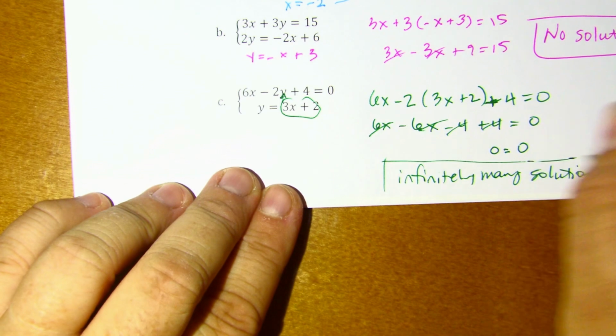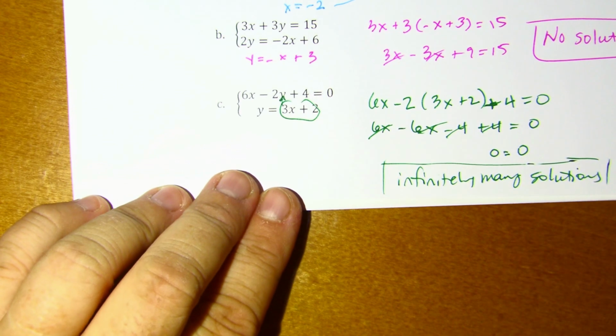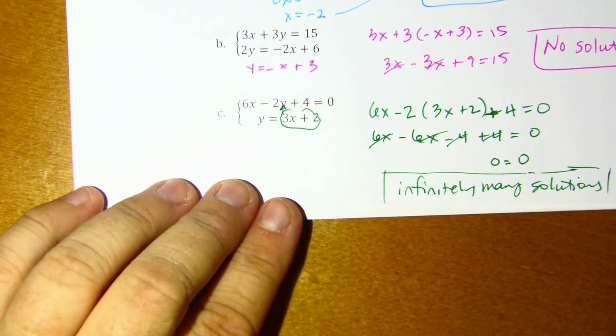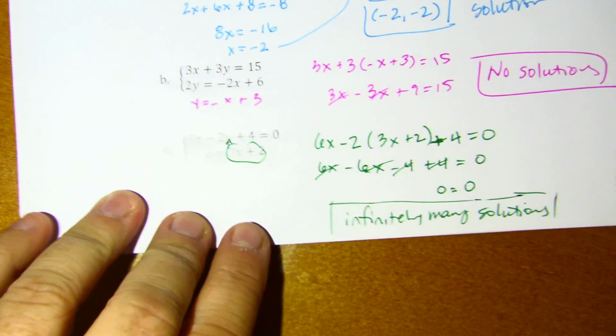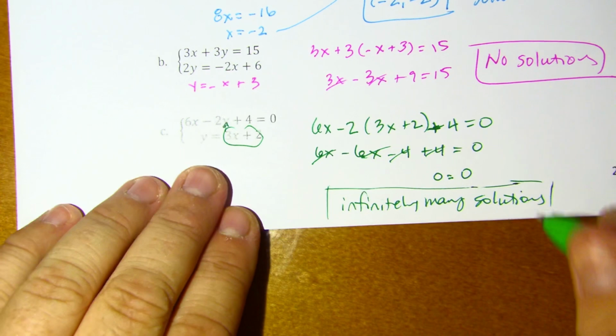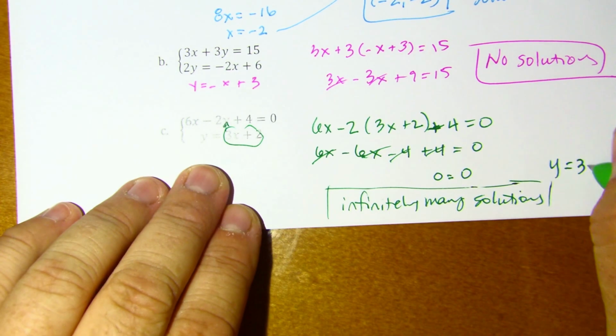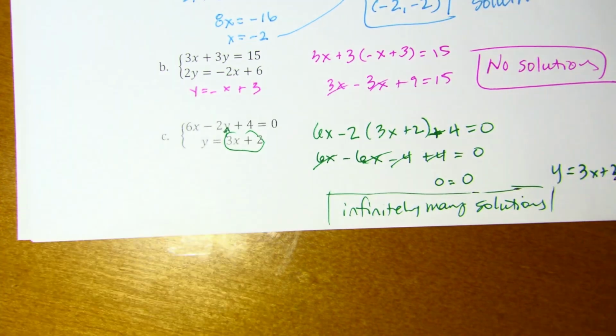And sometimes when you have an answer of infinitely many solutions, some textbooks will want you to also write the equation of the relationship, which would be y equals 3x plus 2. Okay.